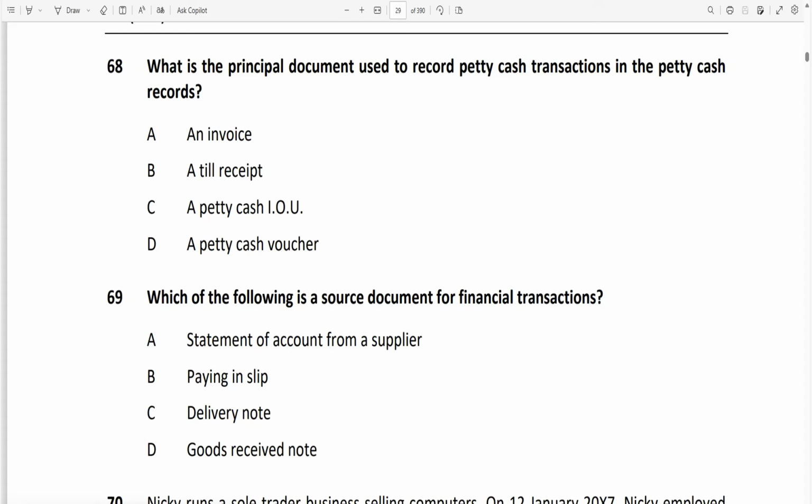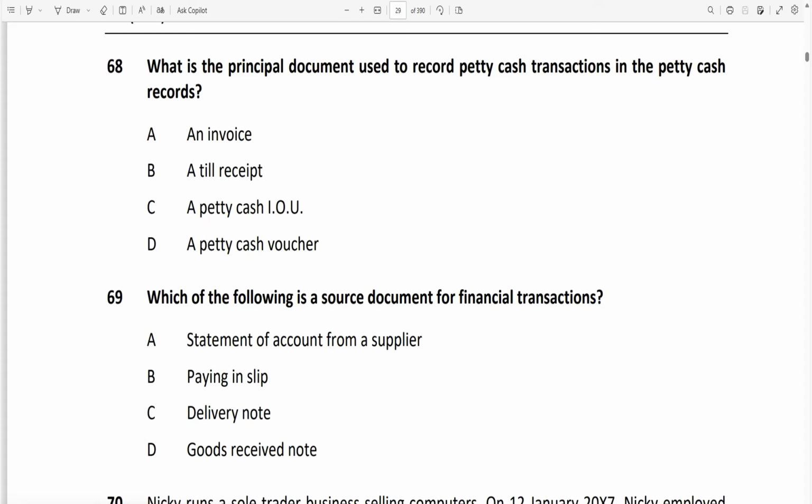Let's move to the other options as well. Option C, delivery note. It is issued when the goods are delivered, right? And it shows the quantity and description of the goods received, but again it will not be a source document for the financial transaction, because it does not record the financial transaction.